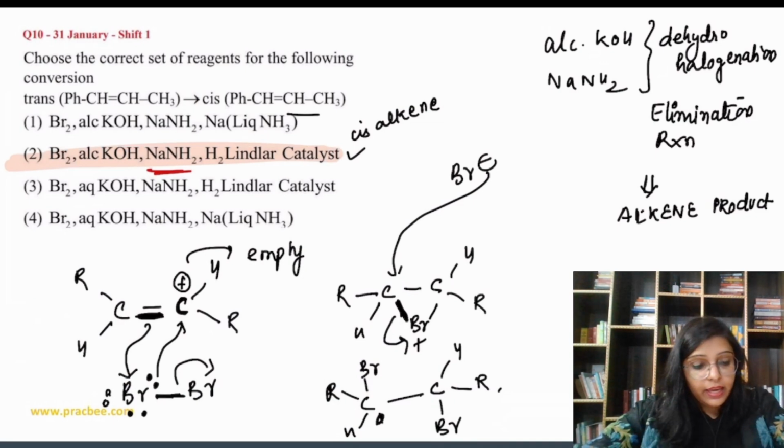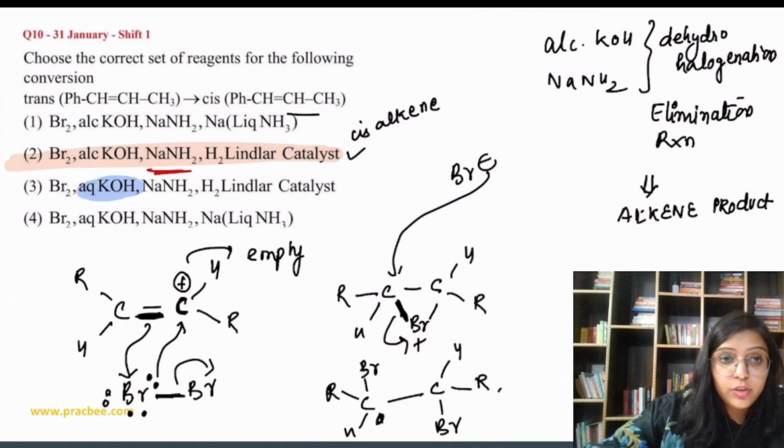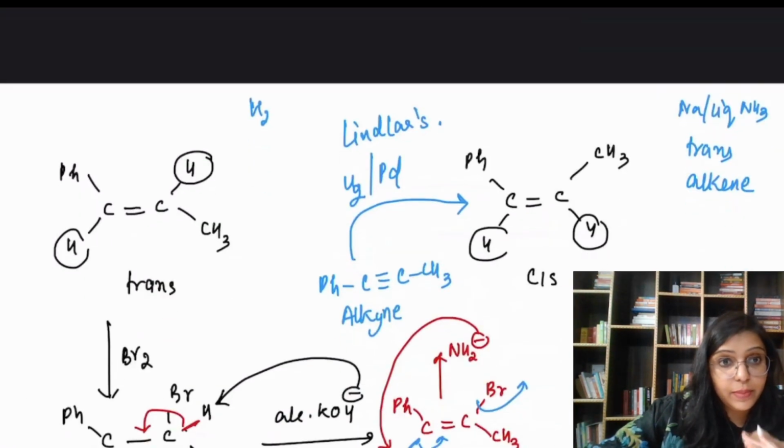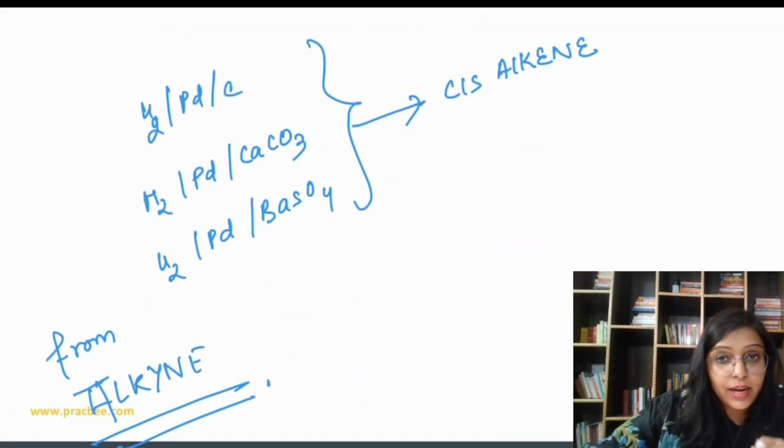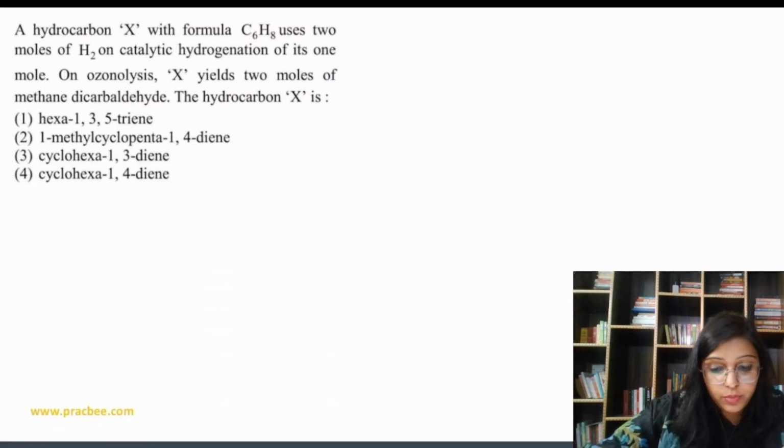Here we have aqueous KOH. If you see, we have aqueous KOH, it shows nucleophilic substitution, not elimination reaction. But here there is a need to eliminate the hydrogen and halogen, which is bromine.